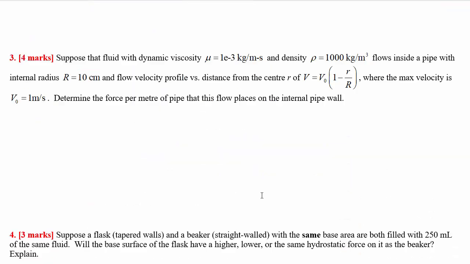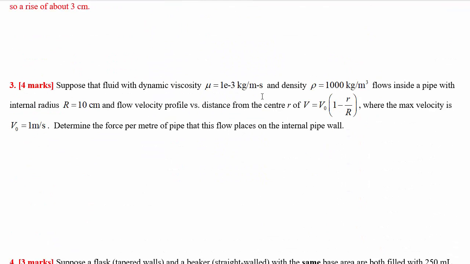Next one, suppose that a fluid with a dynamic viscosity of 1e minus 3 kilograms per meter second and density of 1,000 kilograms per cubic meter flows inside a pipe with an internal radius of 10 centimeters and flow velocity profile versus distance from the center R of V is V naught times 1 minus R over big R. This is not a realistic velocity profile, but it's one that we're going to use to get an easy calculation for this hypothetical question, where the max velocity is 1 meter per second.